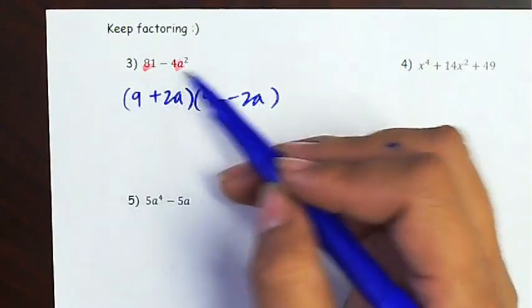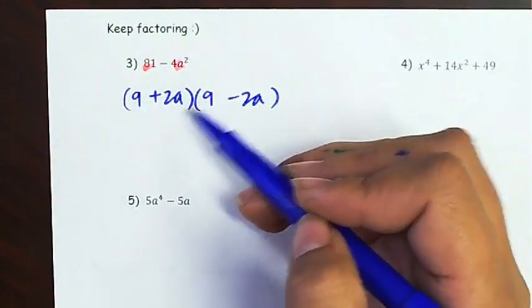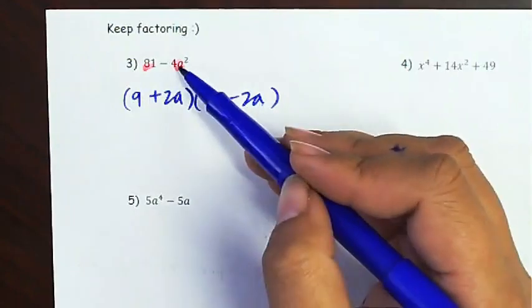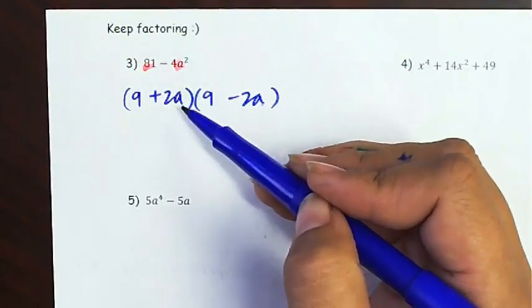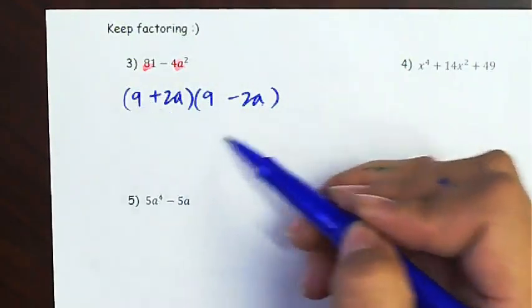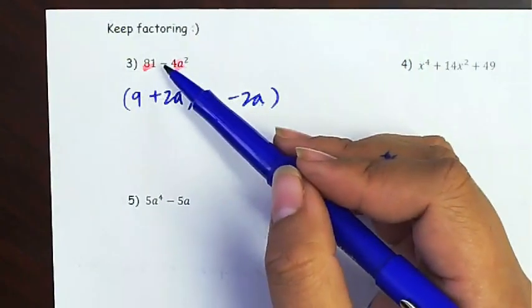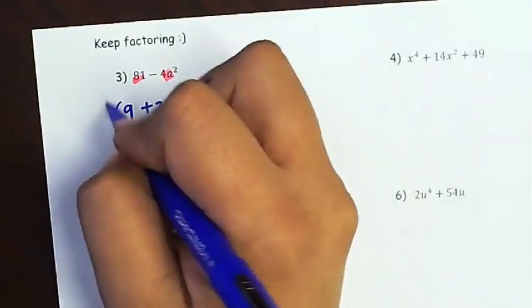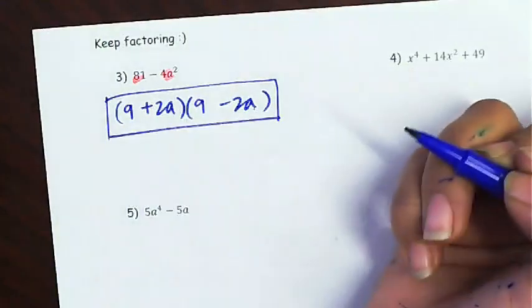And then I can still double check. 9 times 9 is 81. 2a times negative 2a is negative 4a squared. If I do the little lip, I get 18 minus 18 is 0 a's. And I'm done. But if you look at it, it's kind of ugly.